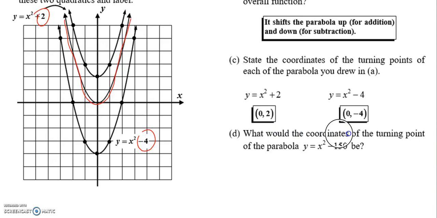Now what would the coordinates of the turning point of the parabola this be? So what would this turning point be? That should be easy now. So go ahead and try that. And you would get something like that.